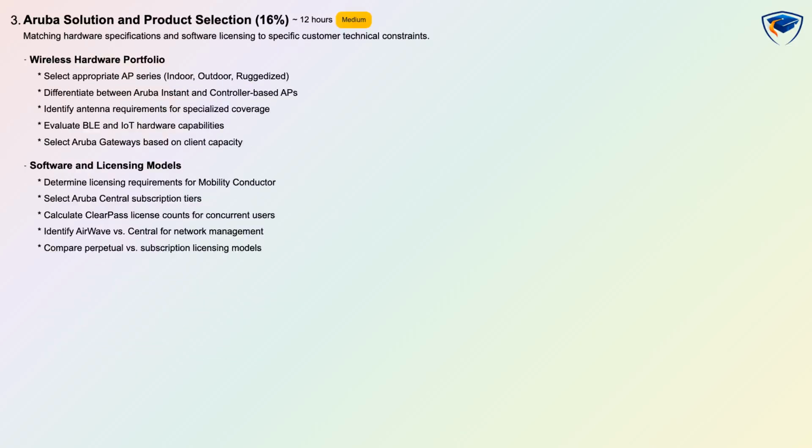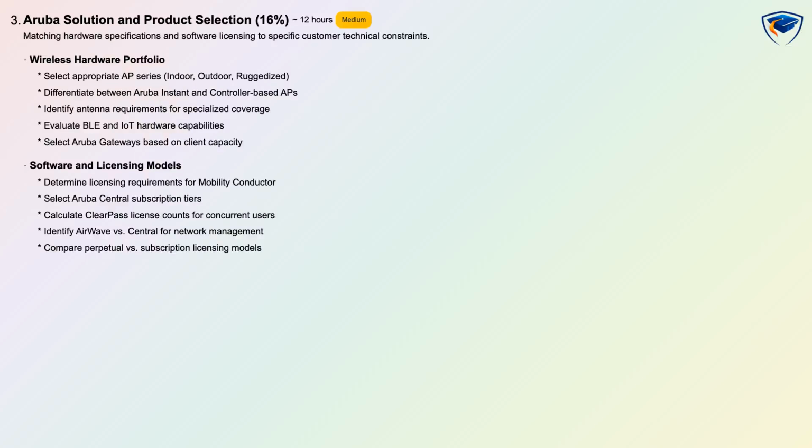Aruba solution and product selection is 16% of the exam, medium difficulty, and estimates 12 hours of study with conceptual and scenario-based questions. You will learn to match hardware to customer needs, selecting appropriate AP series for indoor, outdoor, or ruggedized environments and deciding between Aruba instant and controller-based APs.